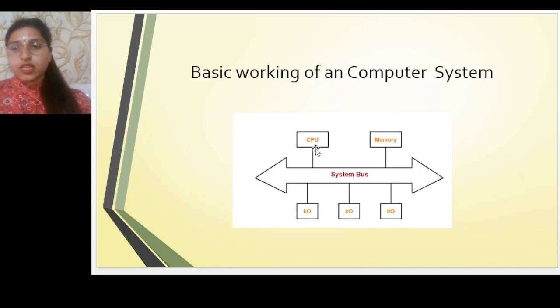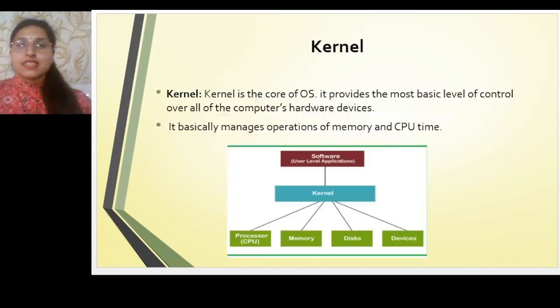CPU is nothing but the processor. Your data needs to be stored in the memory, either the primary or the secondary memory, but before computation the data needs to be brought into the main memory. The communication line is the system bus, and the various peripheral devices work with the help of IO modules. Next is your kernel.